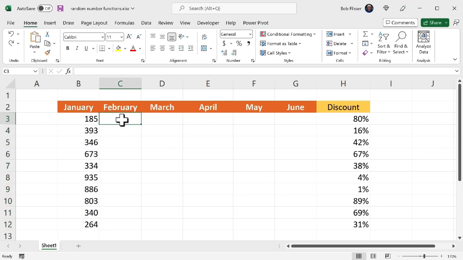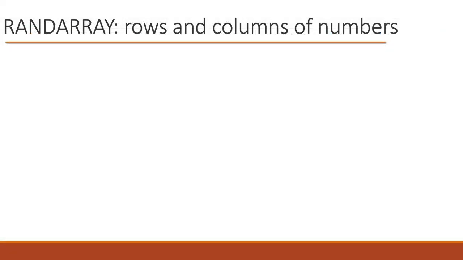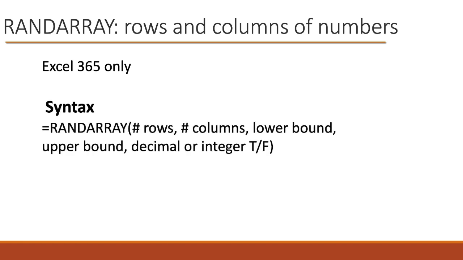So what we have remaining is 5 months, we have 5 columns, and we still have 10 rows. So let's take a look at the 3rd function. That function is called RANDARRAY, and that was introduced in the 365 editions. And the syntax, we say equals RANDARRAY, and the first argument is how many rows of numbers do we want, how many columns of numbers do we want, and kind of like the RANDBETWEEN function, what's the lowest number and then what's the highest number.